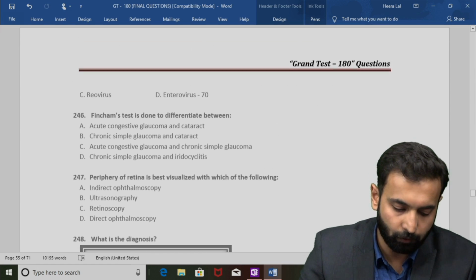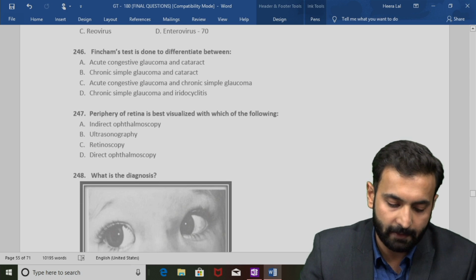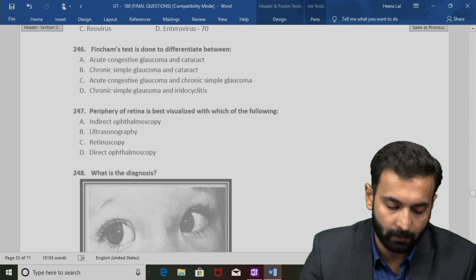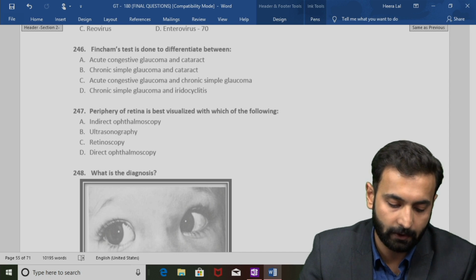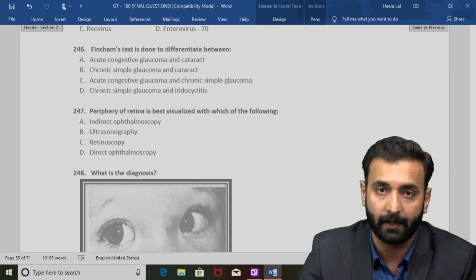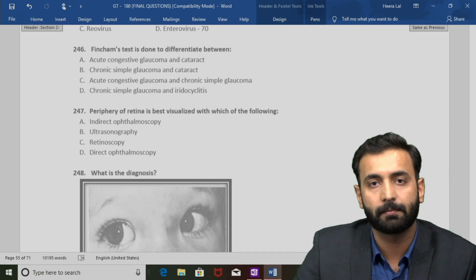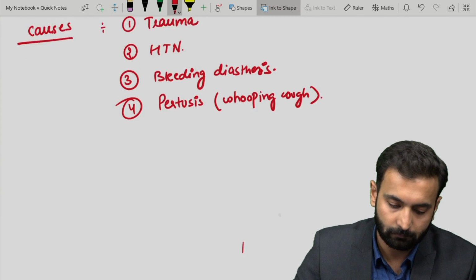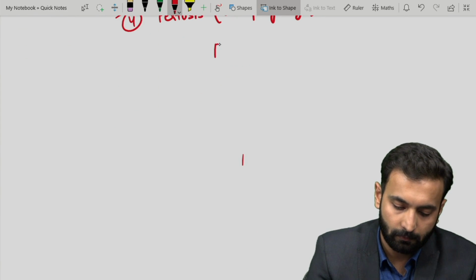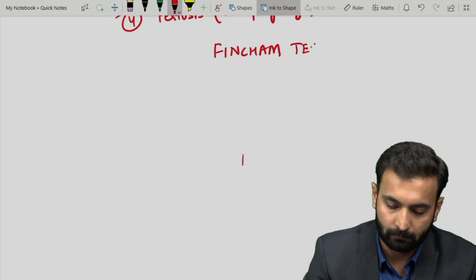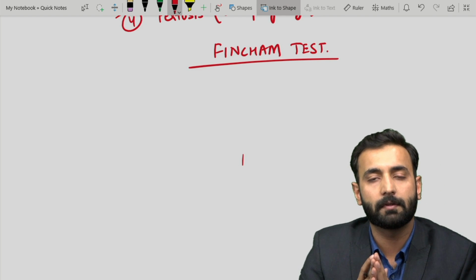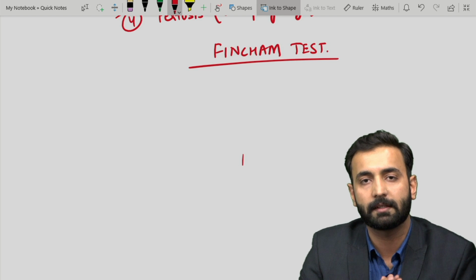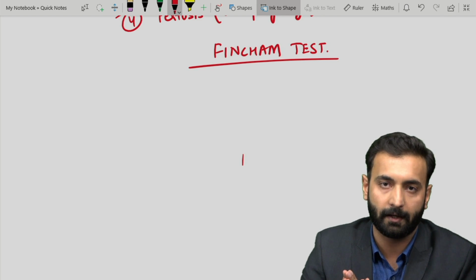Question number 246. Fincham test is done to differentiate between, the correct option is option A, acute congestive glaucoma and cataract. So let's discuss Fincham test briefly. Fincham test is used to differentiate between the colored halos seen in acute congestive glaucoma and immature cataract.